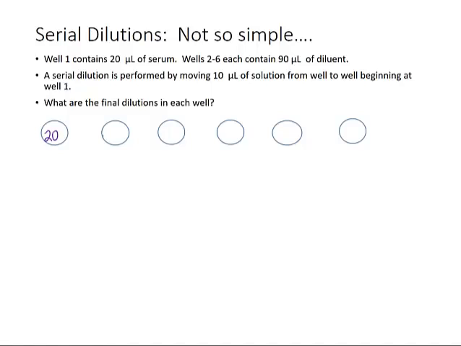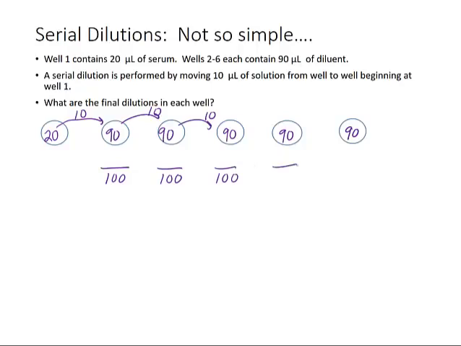Wells 2 through 6 are 90. 90, 90, 90, 90. Okay? A serial dilution is performed by moving 10 microliters from well to well beginning at well 1. What are the final dilutions in each well? All right, so we're going to move 10 across each time. Now, by now, you should be saying, okay, I get it. My total volume is going to be 90 plus 10, that's 100. Good. So let's go ahead and get our fractions set up. We know our final volumes in each well are going to be 100 microliters.